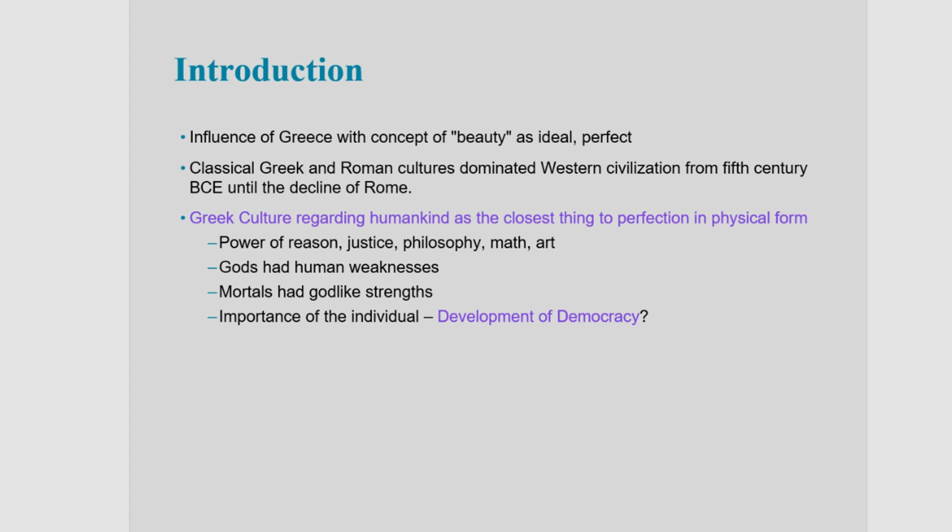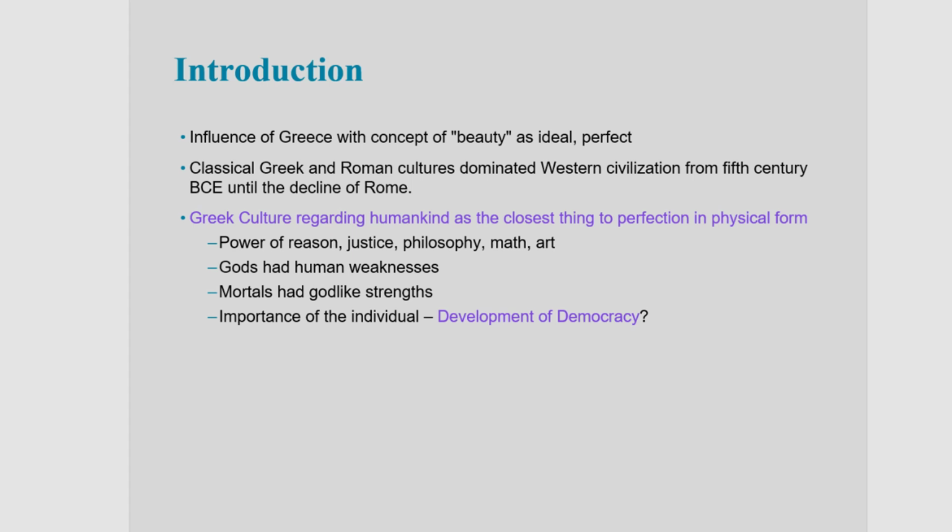Classical Greek and Roman cultures dominated Western civilization, as you know, from the 5th century until the decline of Rome. The 5th century BCE, before current era. Greek culture in particular regarded humankind as the closest thing to perfection in physical form. So this idea of the power of reason and justice and philosophy and math and art, all these sort of endeavors that humans go after.